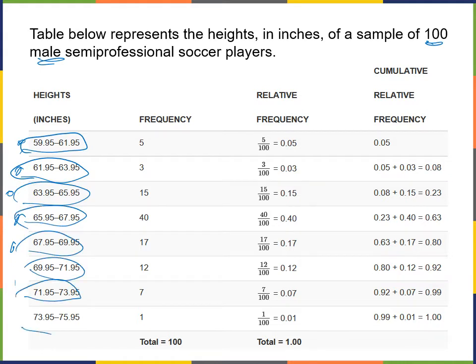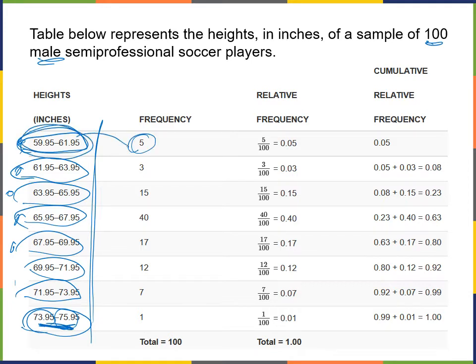Each one of these classes should be exactly the same width. The width is the size from side to side of this class. And so you want each one to be the same width so it's not dispersed unevenly. And then you say, okay, well, how many fit into the first class? Well, 5 soccer players had heights in this first class, between 59.95 and 61.95. 3 fell into this next class, 15 fell into this class, and you can get your frequencies.